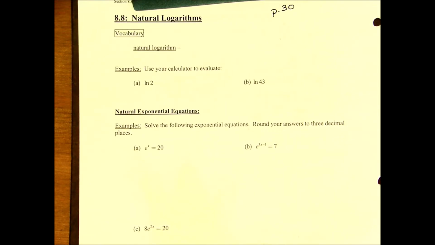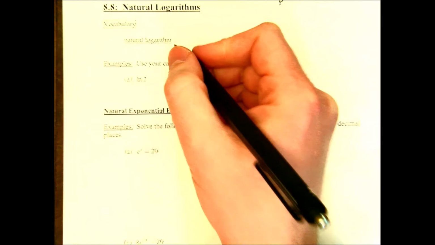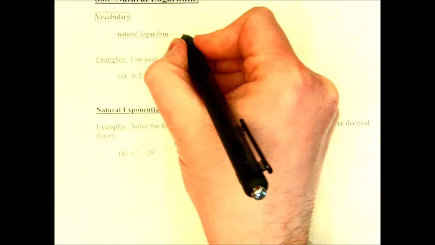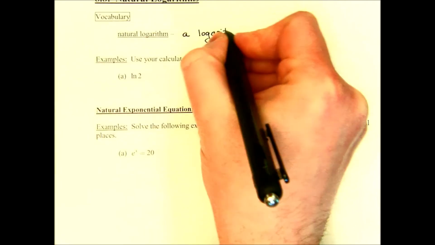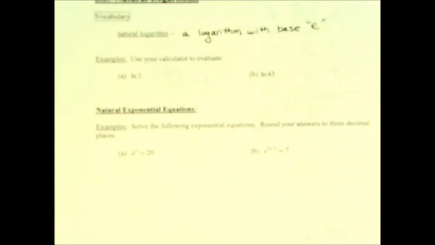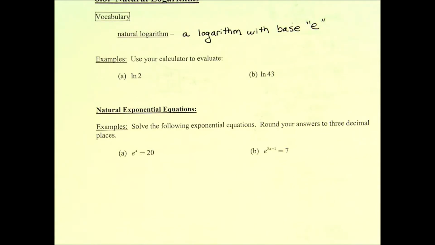I mentioned those much earlier in the unit, but we need to come back and redefine them and then see how to use them. A natural logarithm, let me zoom in a little bit more. A natural logarithm is just a logarithm with a base of e. A logarithm with base e.